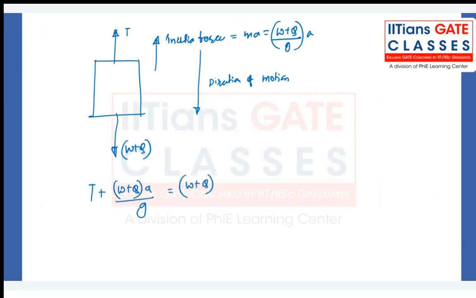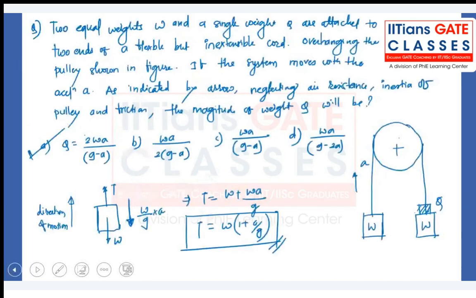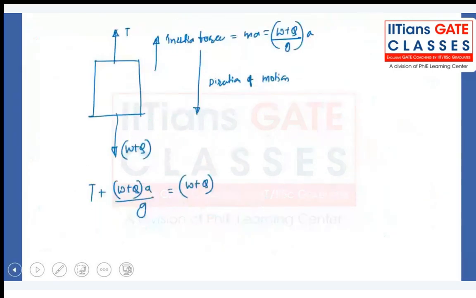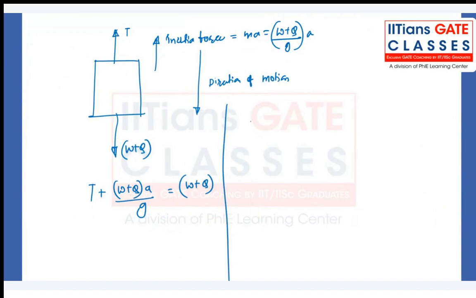Tension in the string we have just calculated in the previous slide, that is W times (1 plus a by g). If you put it in the second equation, what you will get is W times (1 plus a by g) is equal to W plus Q. Multiplying a by g inside, we get W a by g. I have taken all W terms on the left side and Q terms on the right-hand side: Q minus Q a by g. Take Q common, and you get Q times (1 minus a by g).